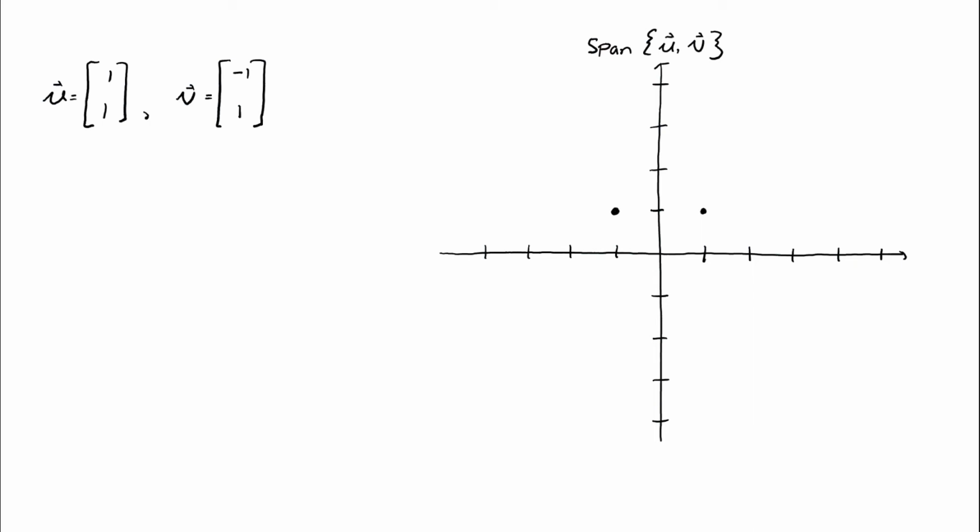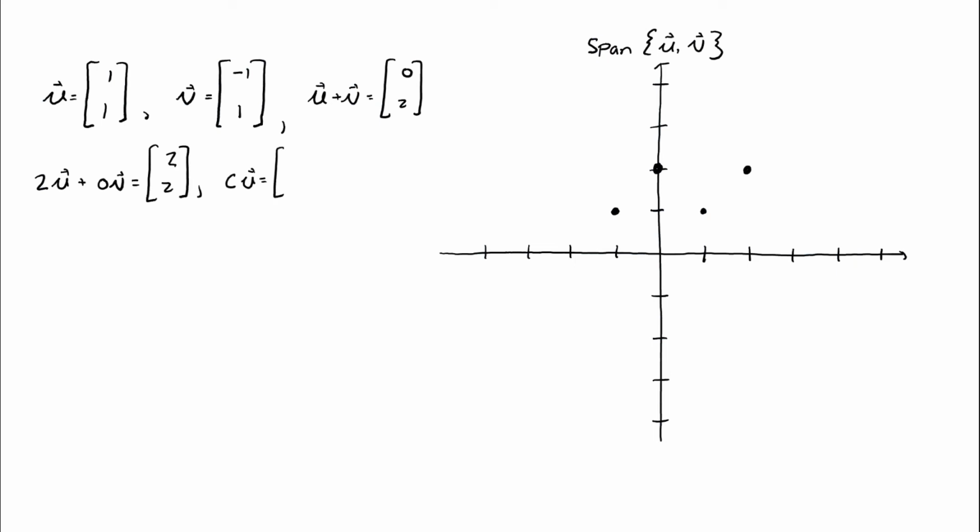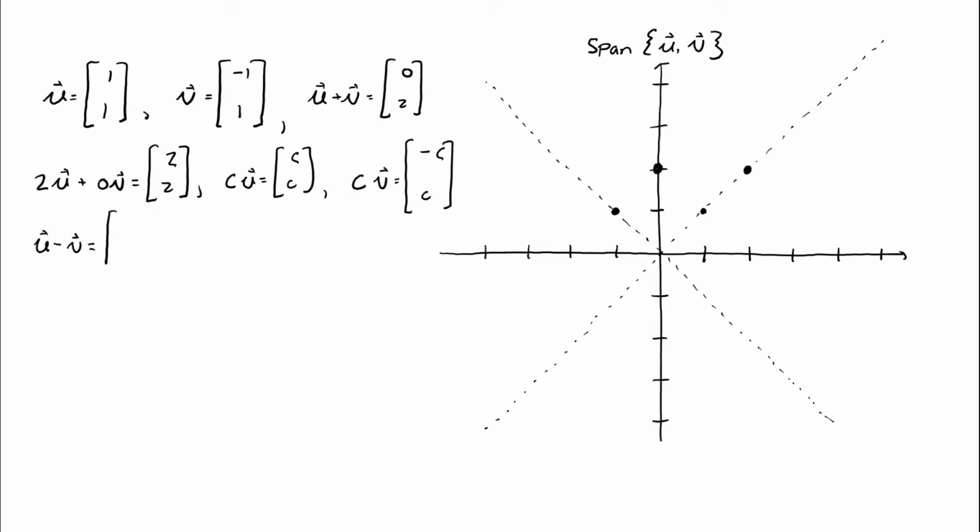We start taking linear combinations of u and v. U plus v is 0, 2, so that's in the span. 2u plus 0v is 2, 2, mark that point. In fact, any scalar multiple of u is in the span. I'll represent that as a dotted line. The same can be said for v. U minus v and v minus u are both in the span.